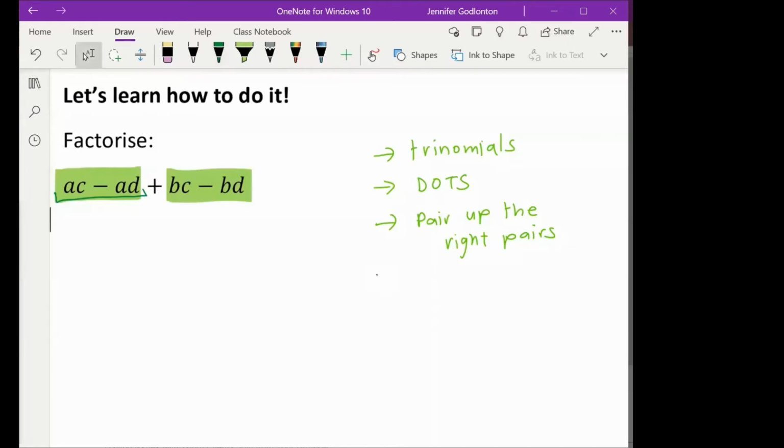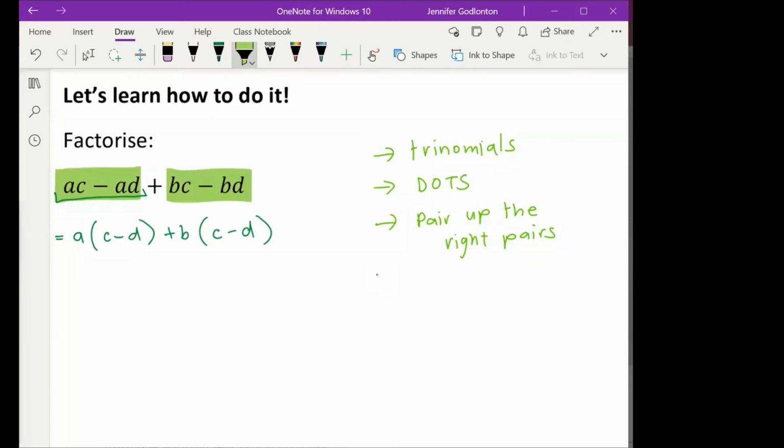A is your highest common factor. And then what would be left in the bracket? C minus D. Beautiful. Excellent. Okay. Nice. Now, let's look at the second 2 terms. What's going to be my highest common factor in my second 2 terms? Positive B. Yes. Outside the brackets. And inside the brackets, C minus D.